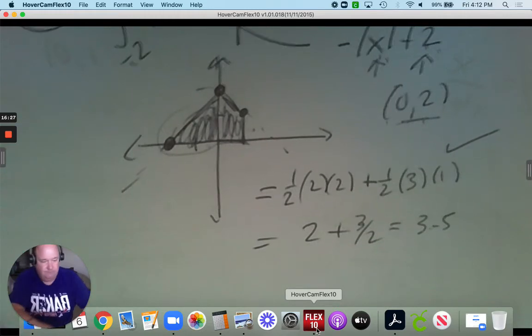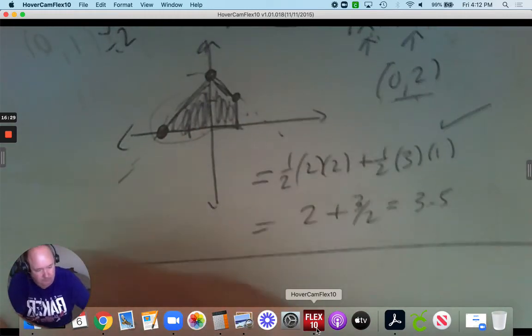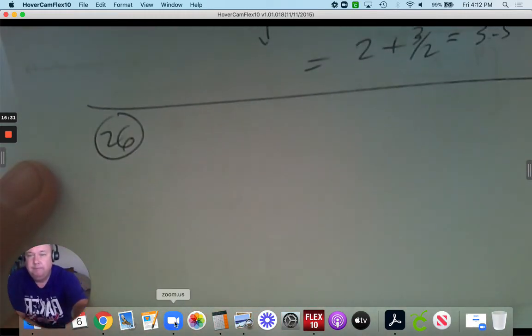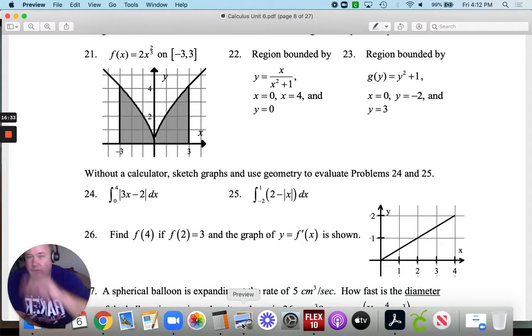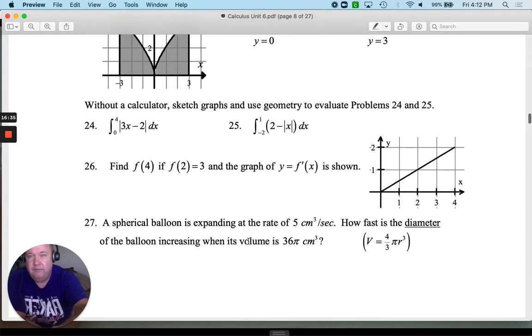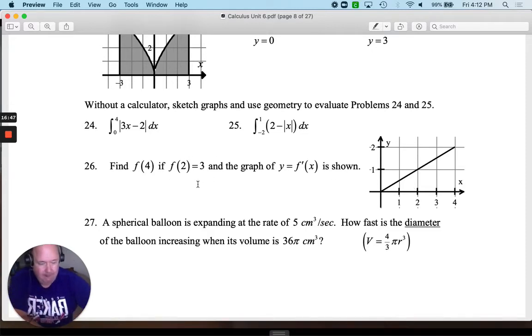26. So in number 26, find f at 4, if f at 2 equals 3, and the graph of the derivative is shown. So this is what's called a starting value problem. So the problem starts with what value? The answer is it starts with 3.